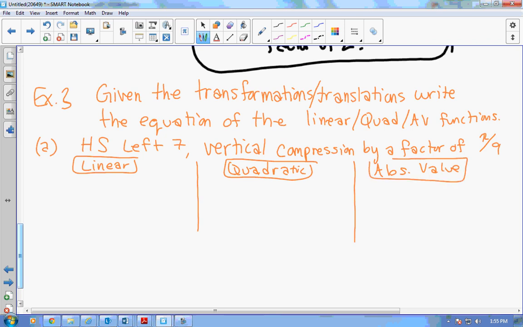So you'll have 3 different functions that have been transformed and translated. Transformation is what the A does to the graph. Translation is the shift. That's all you need to do. Write the equation that includes a horizontal shift left 7 and a vertical compression by a factor of 2/9.